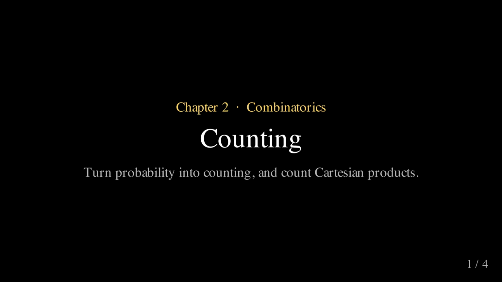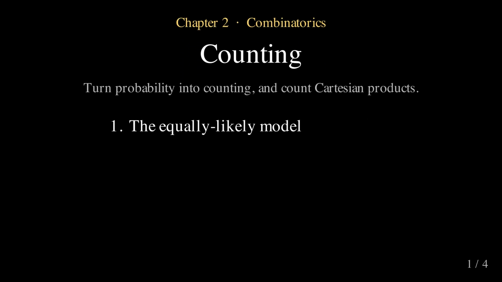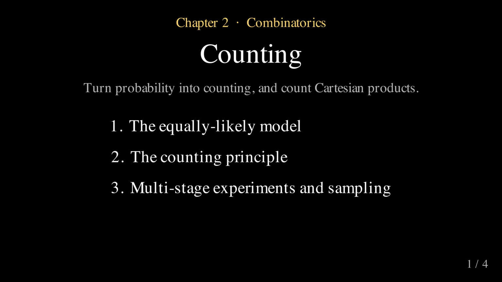In Chapter 1, we built the language of sets and functions, the vocabulary of outcomes. Now we start computing with it. This chapter is about counting because, in the simplest model, finding the probability reduces to counting. In this video, we meet the equally likely model, the counting principle, multi-stage experiments, and a quick way to count all the subsets of a set.